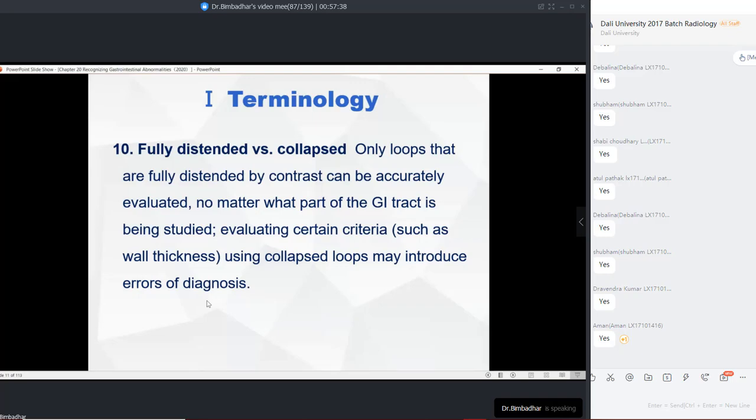It may be a little difficult for you to understand at this level, but understand one thing: the fully distended versus collapsed images, or the intestinal contents, sometimes may cause errors of diagnosis, but not always. That's the reason we make certain criteria, such as wall thickness, into consideration while making this kind of diagnosis. So every collapsed intestine is not completely a pathology. Okay, it can be happening.